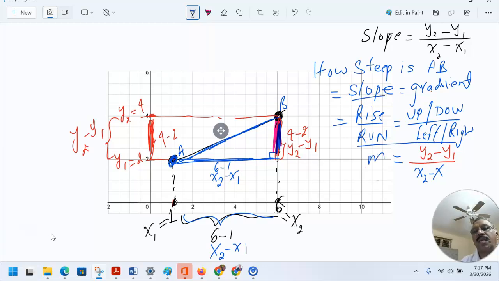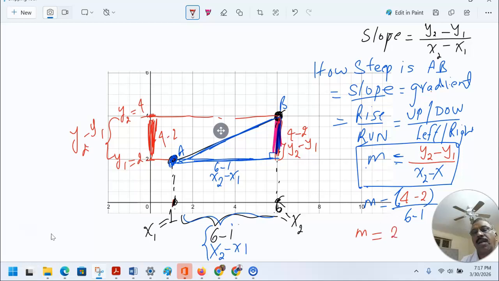This is how the formula exists. So we should know why the formula works, not just use it directly. We have already seen the answer is going to be this one: the bottom one is 6 minus 1, and the top one is the red color, 4 minus 2. And you can see we can simplify and write it as 2 divided by 5.